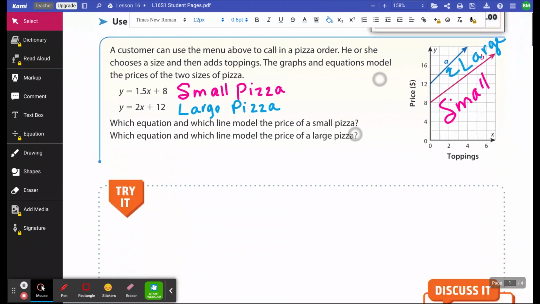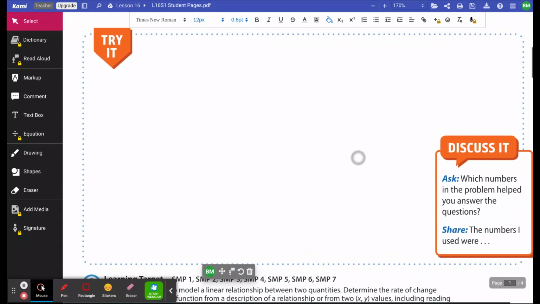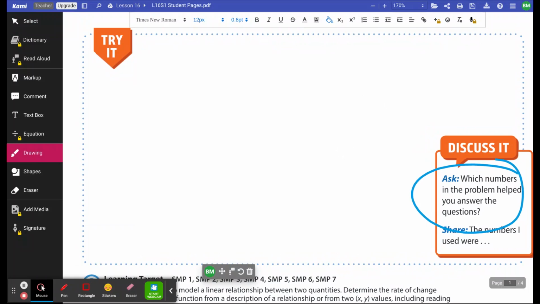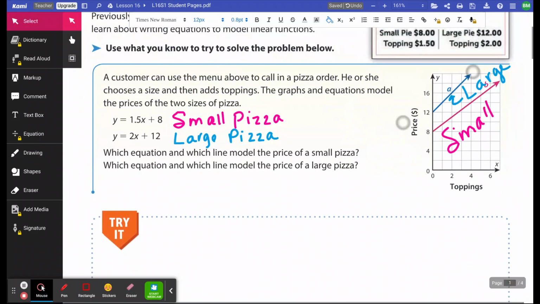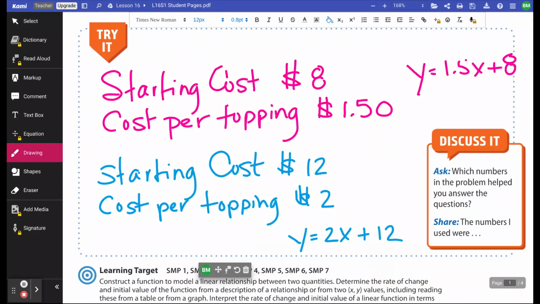And now I would like you to go down to the bottom of the page in the try it, and I'd like you to answer this question in the discuss it. Which numbers in the problem helped you answer the questions? So you might need to go back up to that menu and talk about which of these numbers in the menu helped you determine which equation fit the small pie and the large pie, and which numbers helped you find the correct graph to match the situation. Pause the video and come back and check your work.